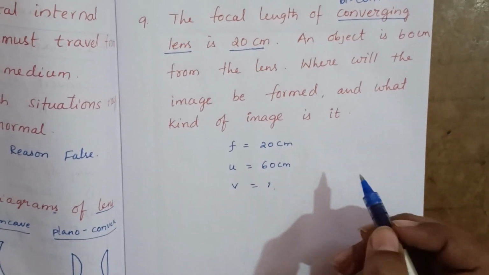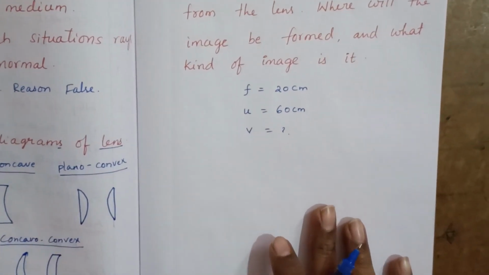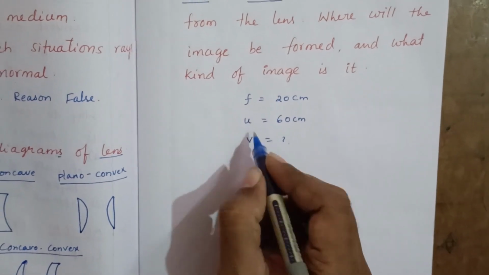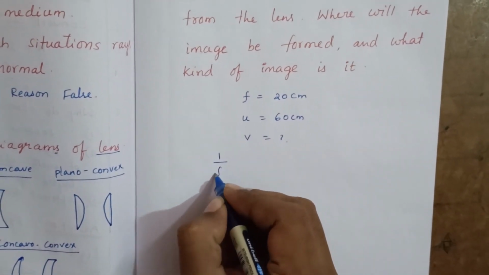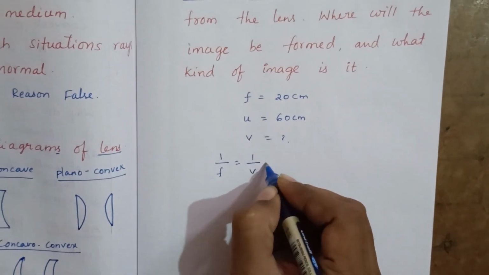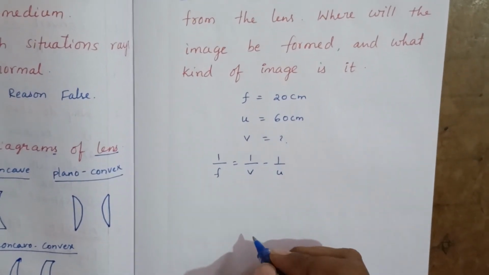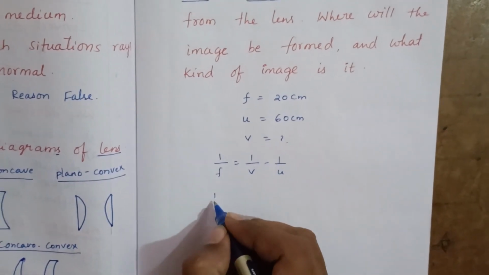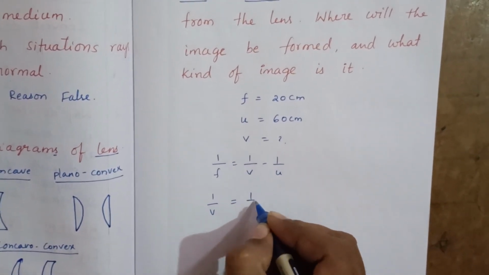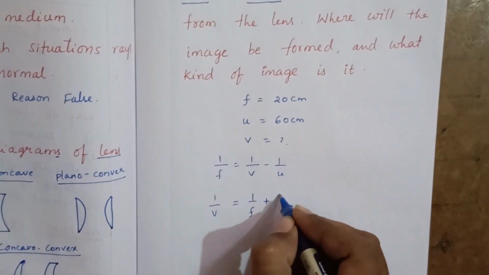What kind of image is it? So we should write the nature. First we will discuss v. We have to find image distance. We have the lens formula 1 by f equal to 1 by v minus 1 by u. So 1 by v we should find, 1 by u will take to that side. So we will write 1 by v equal to 1 by f plus 1 by u.